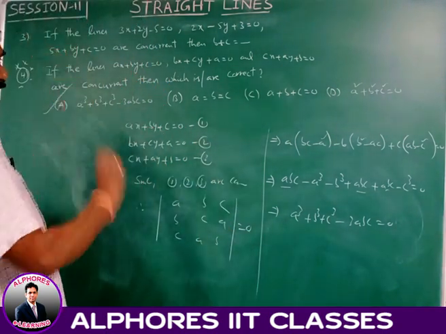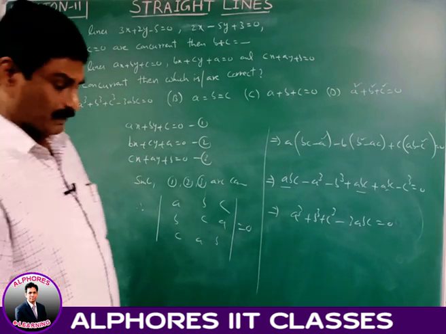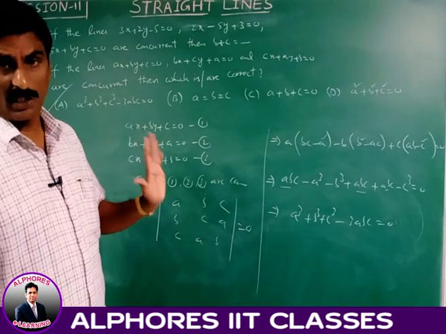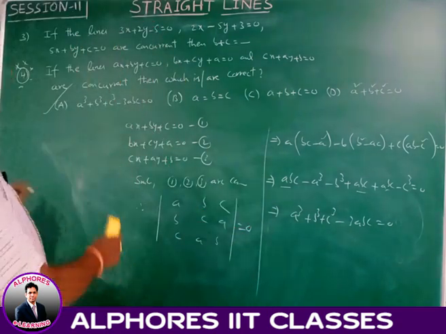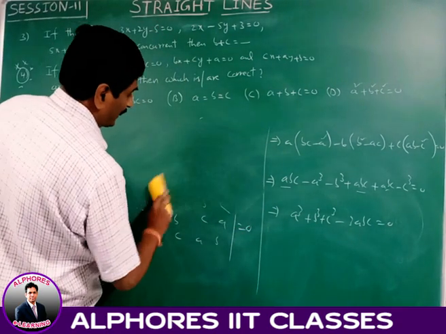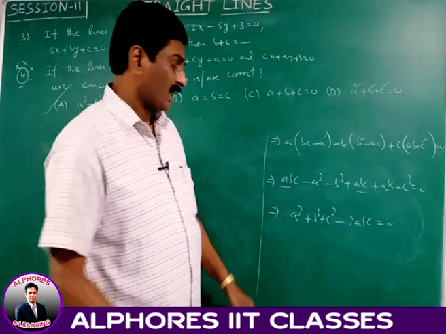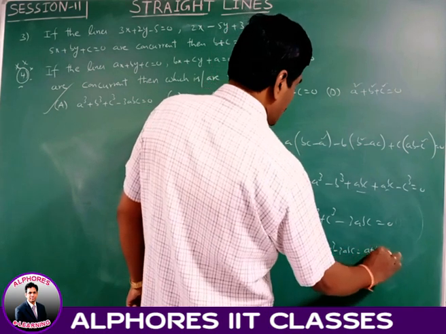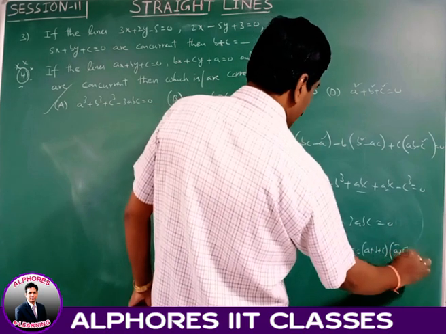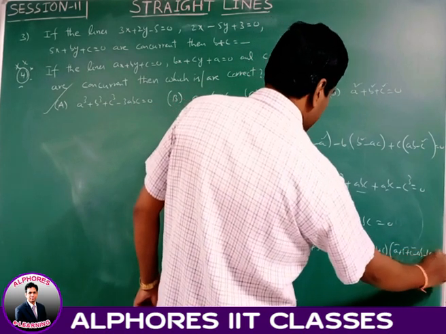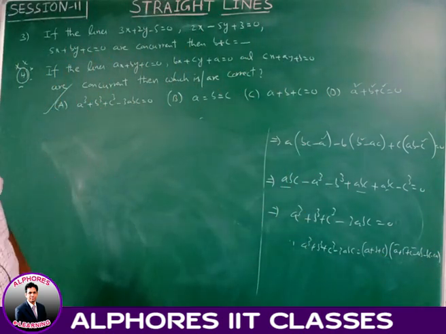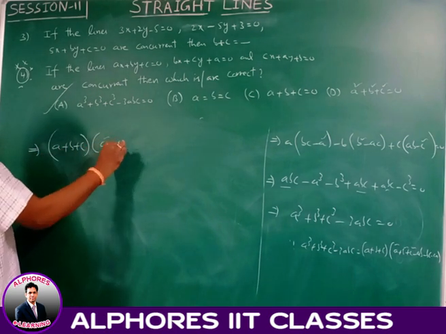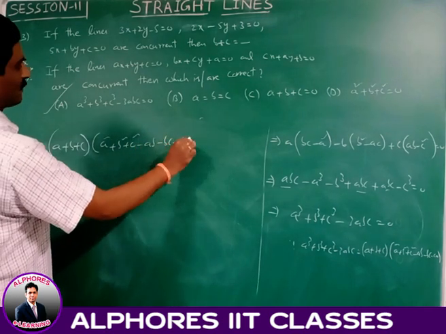So, first one is definitely correct. No doubt about it. a cube plus b cube plus c cube minus 3abc is equal to 0. If the three lines are concurrent, what is the condition? Determinant value is 0. Determinant value means a cube plus b cube plus c cube minus 3abc is equal to 0. Next, what are the factors for a cube plus b cube plus c cube minus 3abc? The factors are (a plus b plus c) into (a square plus b square plus c square minus ab minus bc minus ca). That implies (a plus b plus c) into (a square plus b square plus c square minus ab minus bc minus ca) is equal to 0.